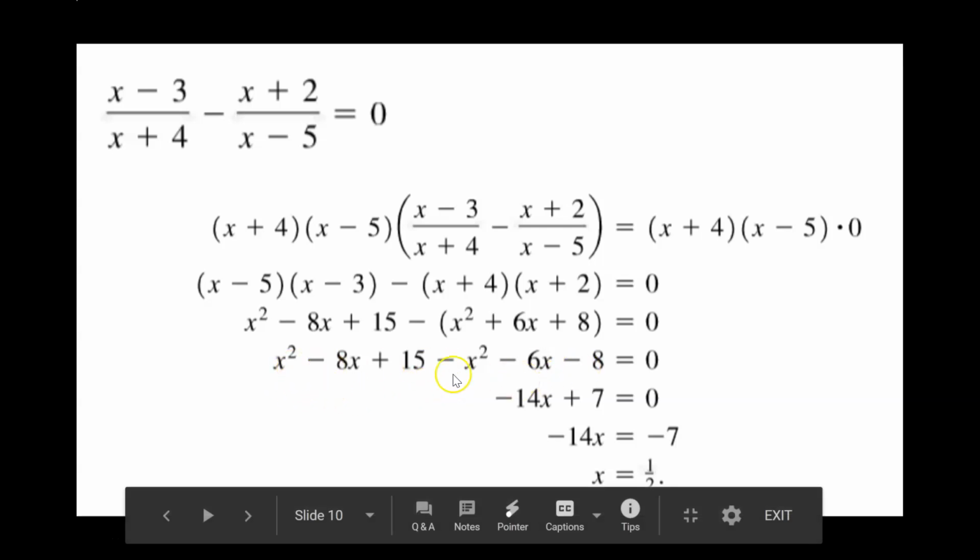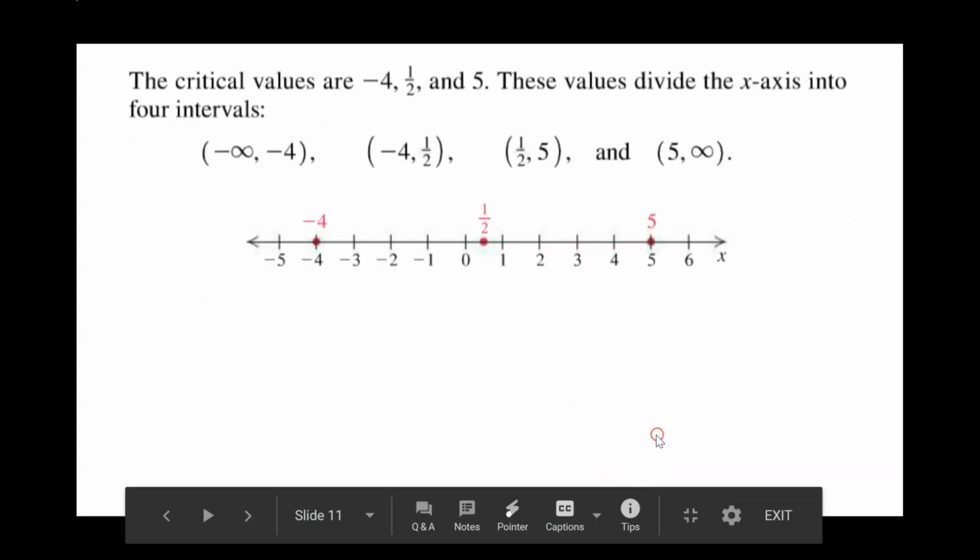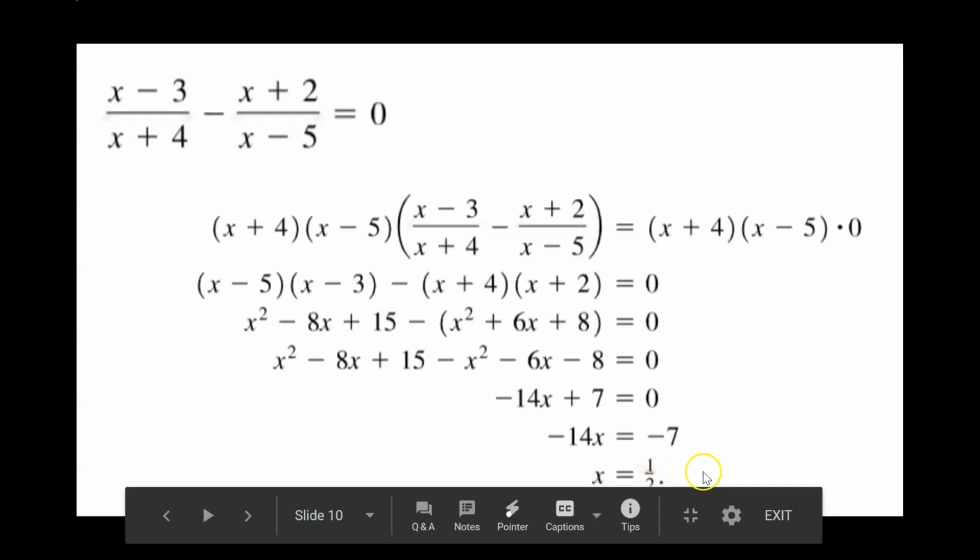We get down to this line and collect like terms. We get down to negative 14x plus 7 equals 0. Move the 7 over, divide, and we get our answer to be 1/2.